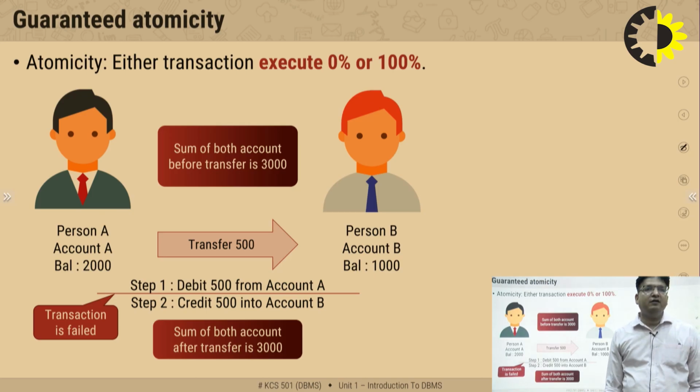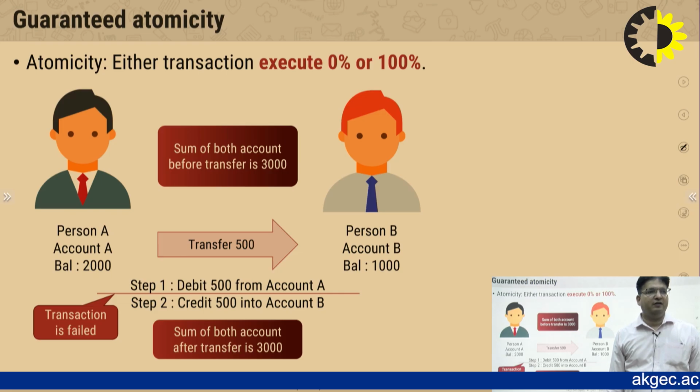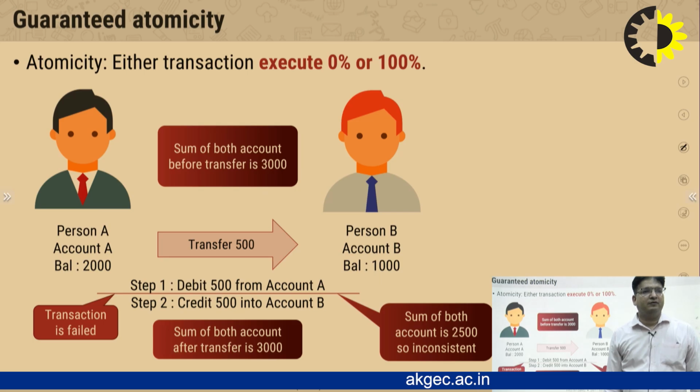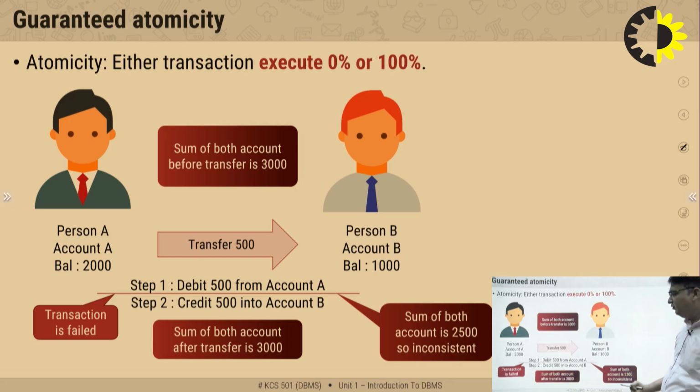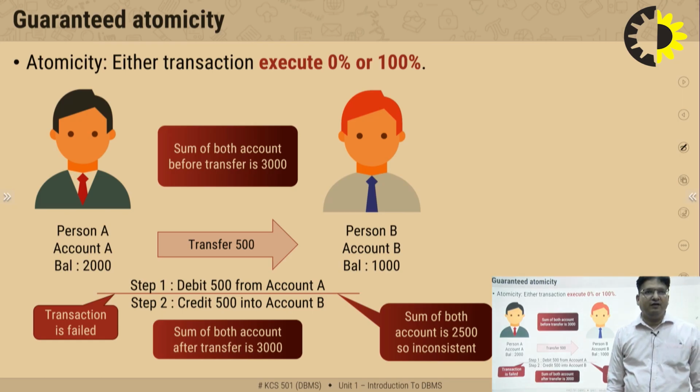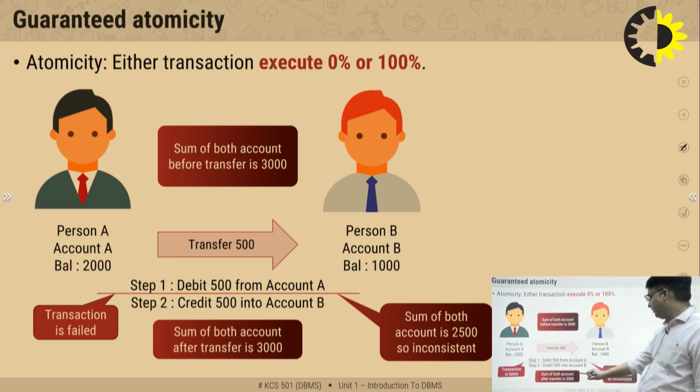So we will undo this change and we will use the rollback command so that the 500 comes back again in the account of A. So half of the transaction fails and half of the transaction is successful. But the property says that either it is 0% or 100%. So whatever transaction is successful will also fail and the execution will be equivalent to 0%, which means we need to restore the previous value.